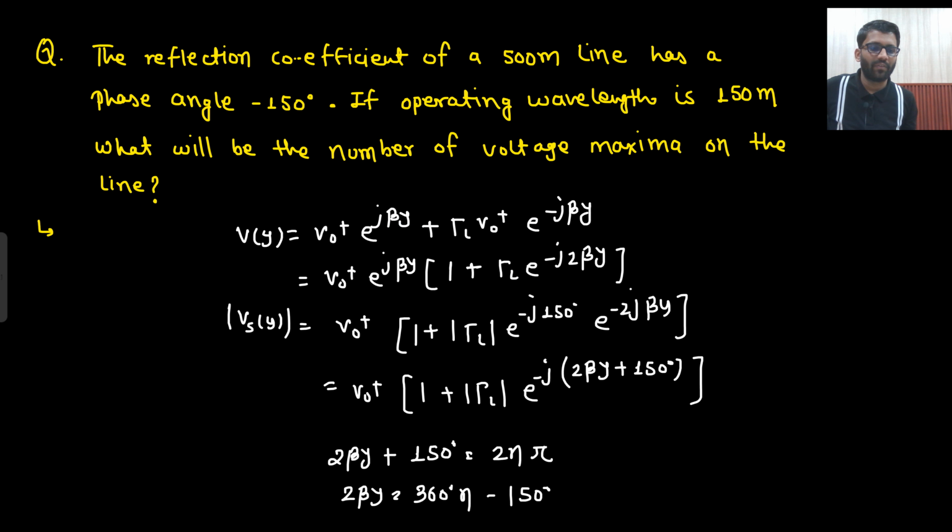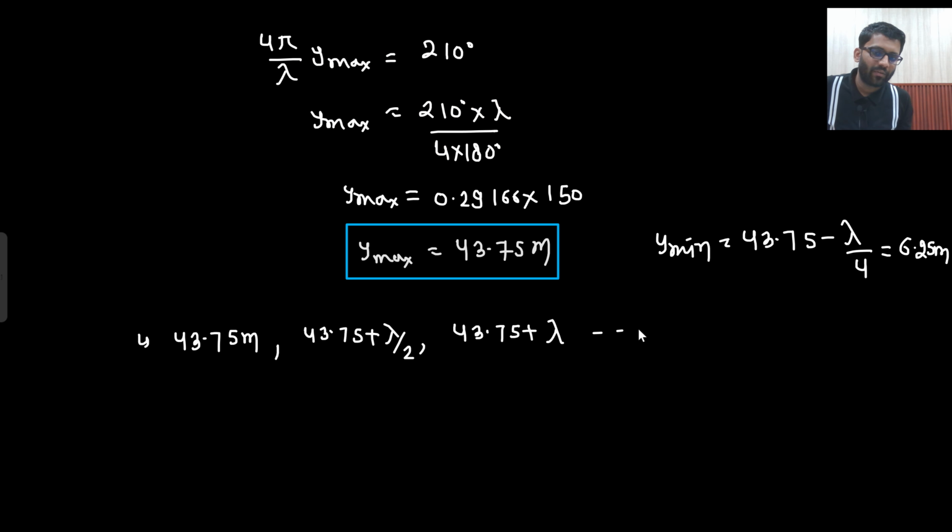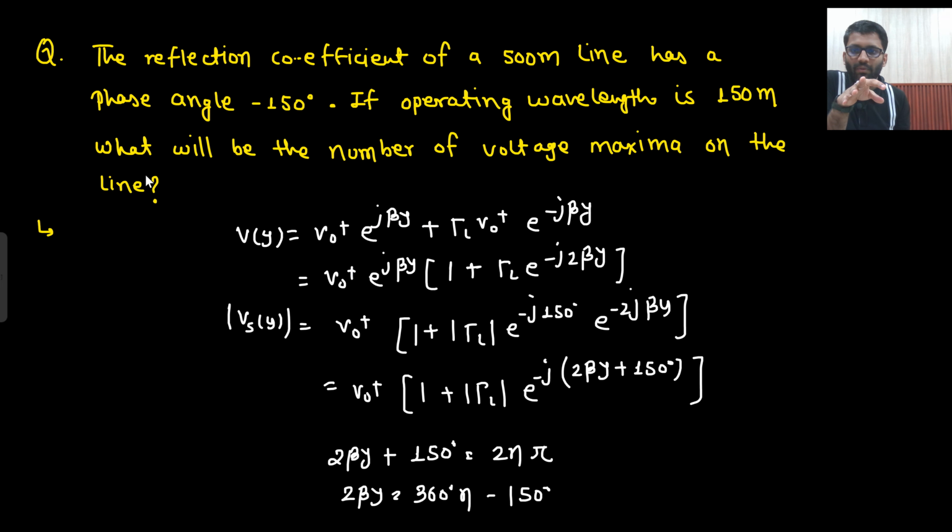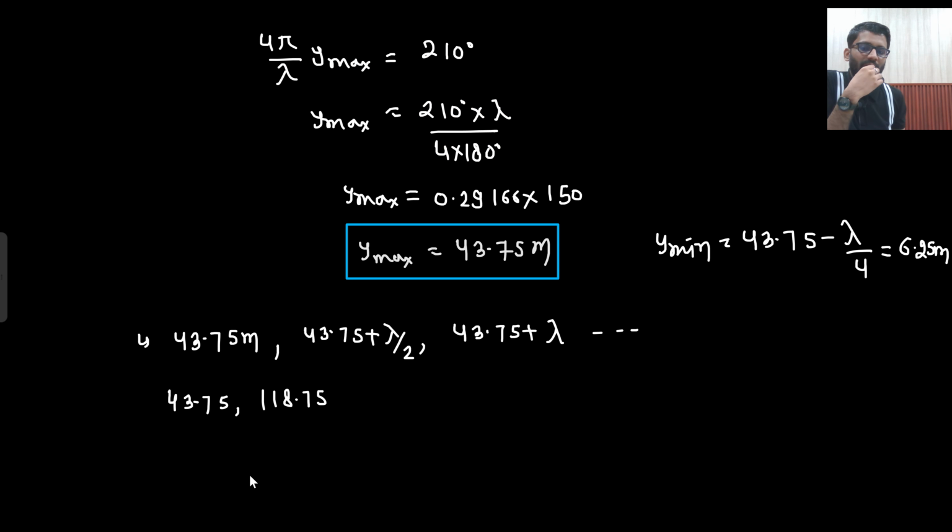And what is the value of lambda? 150. So in that manner it will be occurring. The first one is at 43.75, then 43.75 plus 75, that would be 118.75. Now how much length do you have? You have a length of 500 meter. In 500 meter, up to 118.75 you have two maximas.